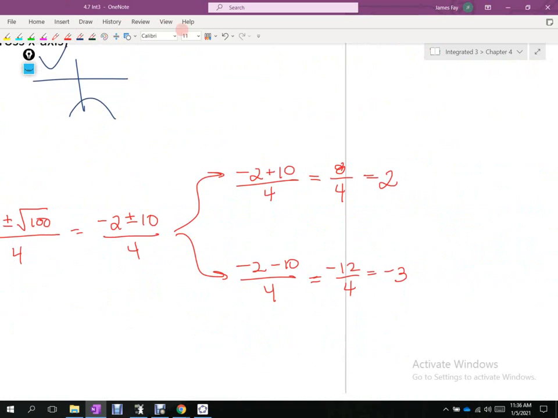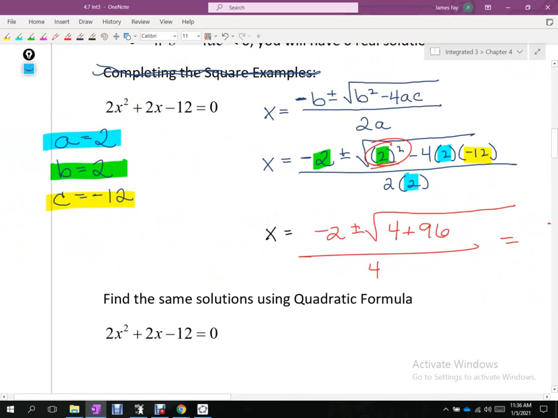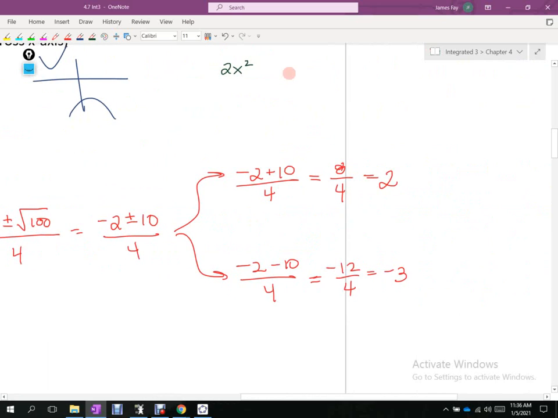Let's see here. Let's go 2x squared. We'll start with the original problem, plus 2x minus 12 equals 0. If I would have started with the original problem, and I said, you don't have to use the quadratic formula, some of you might have said, oh, everything up there is divisible by 2. Would you agree with that? Can I divide everything by 2 up there?